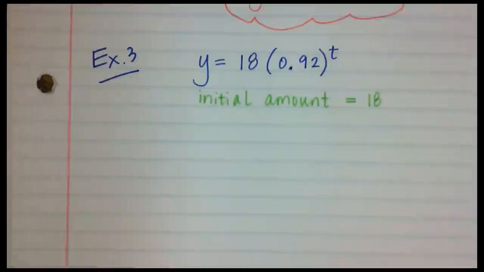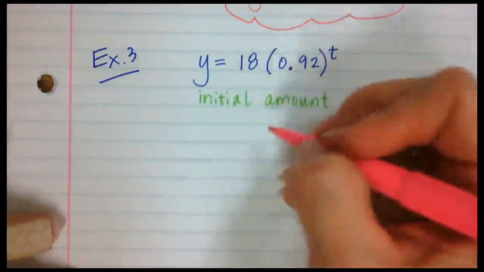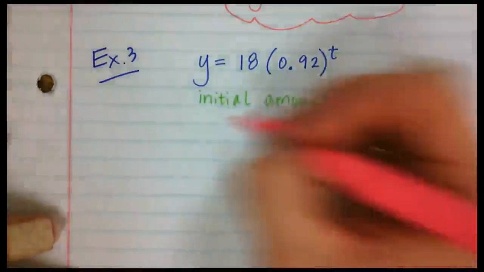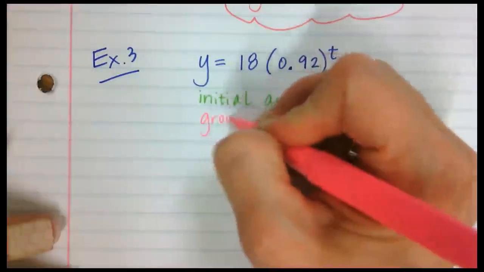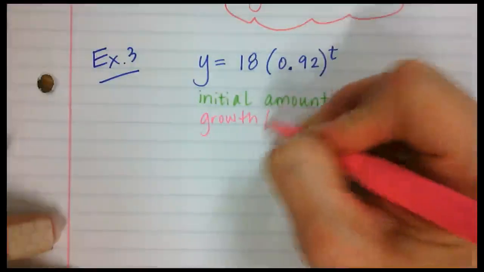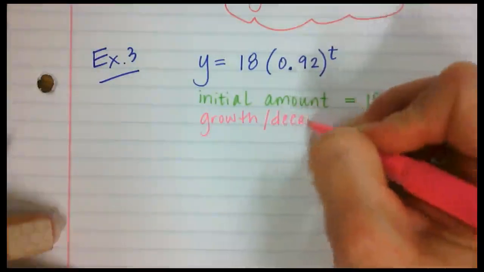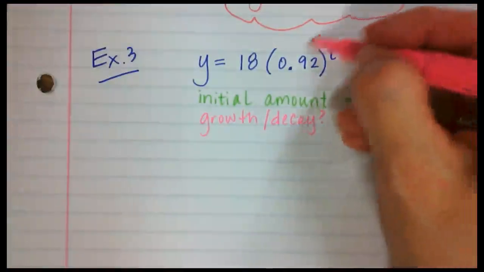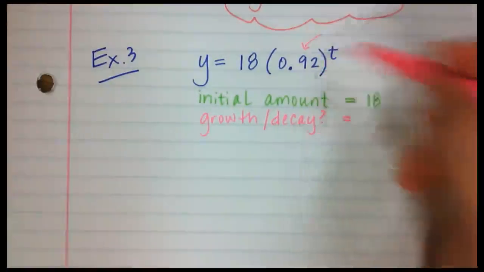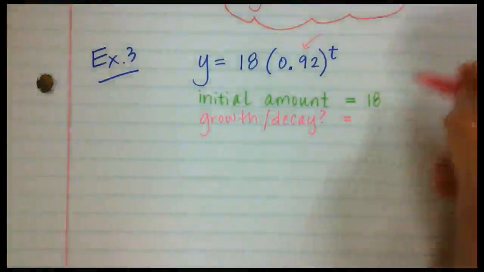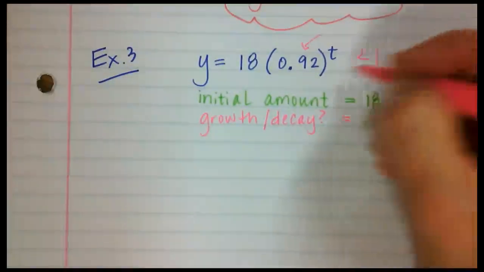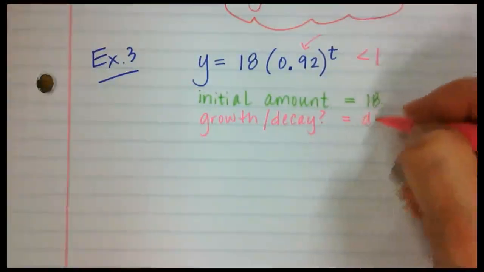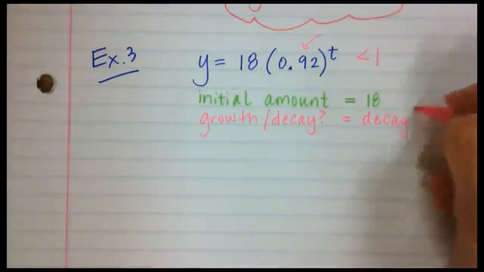All right. Let's say I was looking for whether this was a growth or decay. So if it is a growth or a decay, now to figure that out, we're going to look right in here. And since this number is less than 1, 0.92 is less than 1, we know that this is a decay.